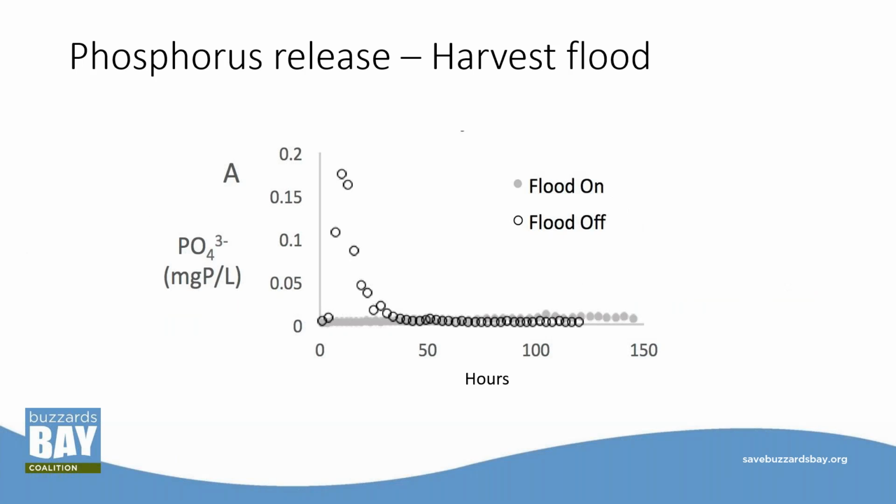And if we look at the phosphorus release, here we also have an early release of phosphate. It's in that first 12 hours of the flood that we're seeing most of the phosphate coming off. And again, what's coming off is in the open circles, whereas what was going on is the gray circles, which is very consistent.